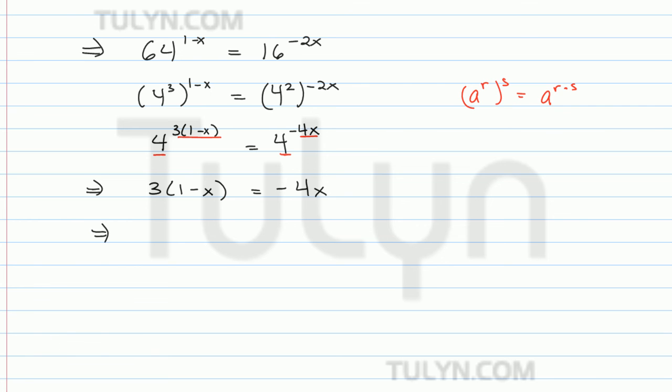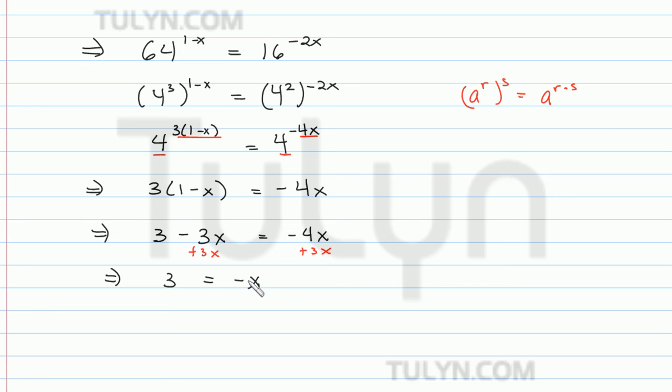So distributing that 3 into that difference, we got 3 minus 3x is equal to negative 4x. So now solving for x, I want to add a 3x to each side. So on the left side, the 3x's cancel out, and on the right side, we got, I'm going to just do this here, negative 4x plus 3x.